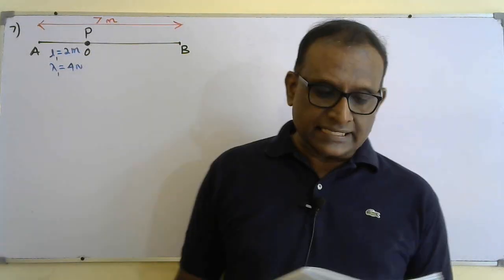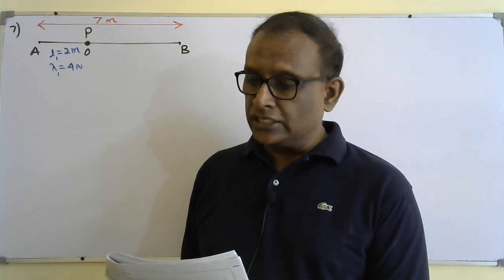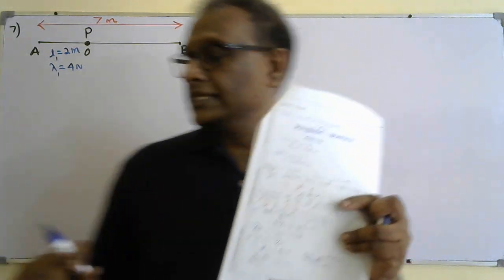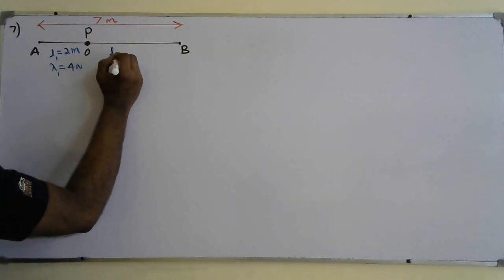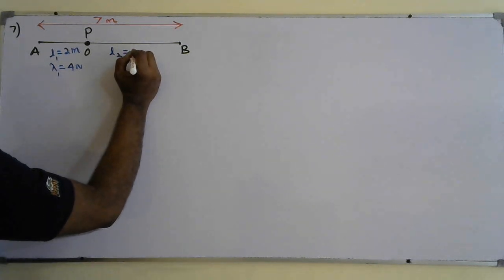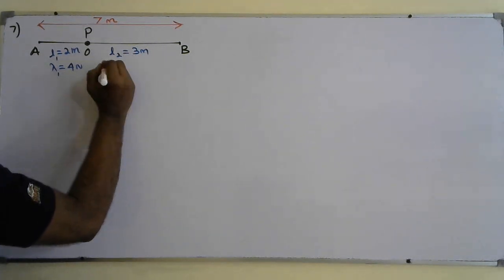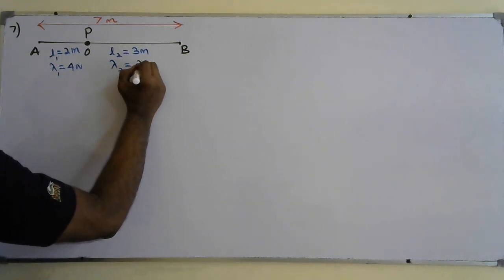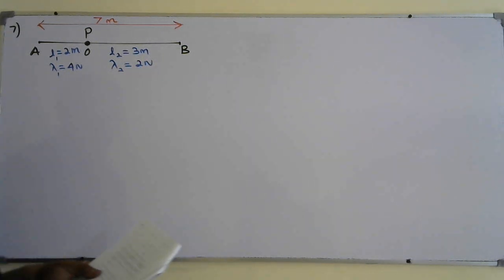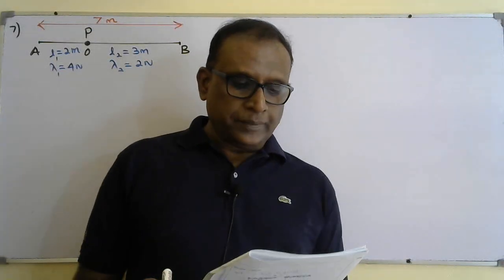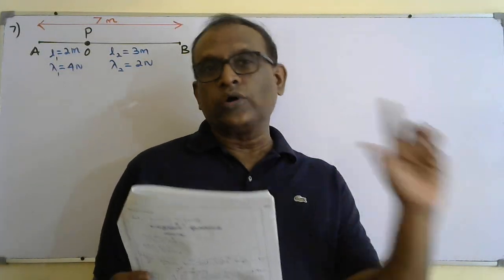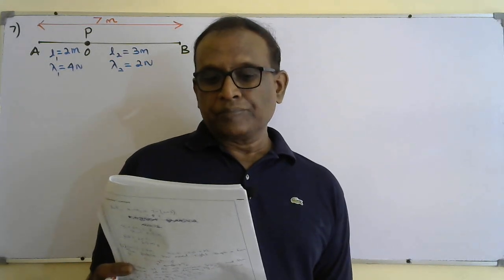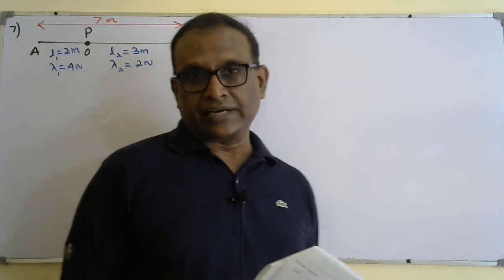Another light elastic string has natural length 3 meters and modulus of elasticity 2 Newton. One end is attached to P and other end to B. So for this side, L2, the natural length is 3 meters, and lambda 2, its modulus of elasticity, is 2 Newton. Right. Okay. The particle P rests in equilibrium at O. So at O it's at rest, means resultant force acting on it must be equal to 0. Show that OA is 2.5 meters.